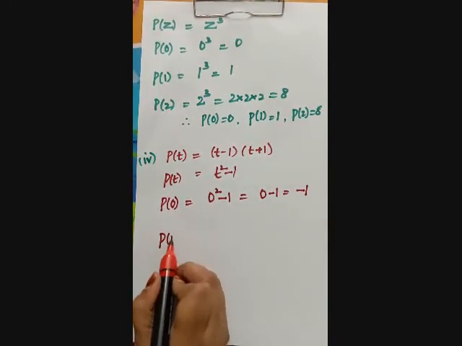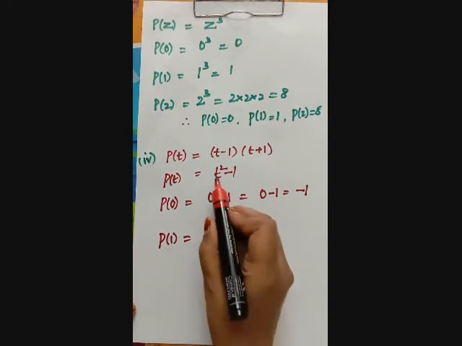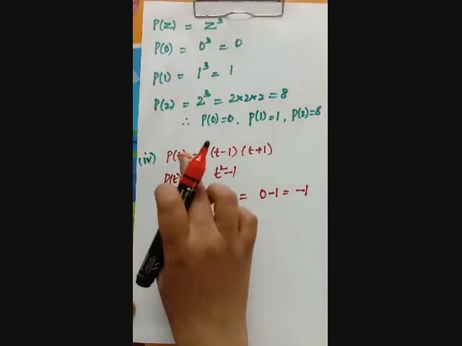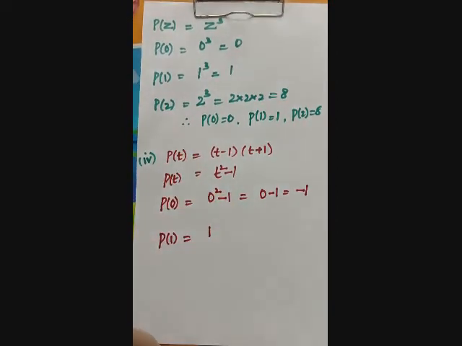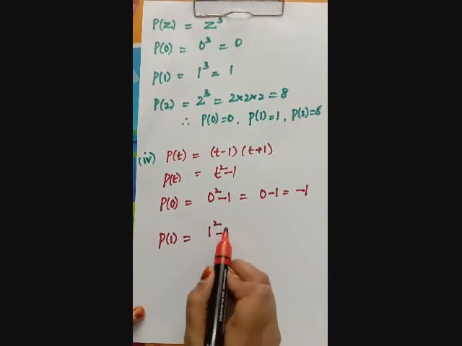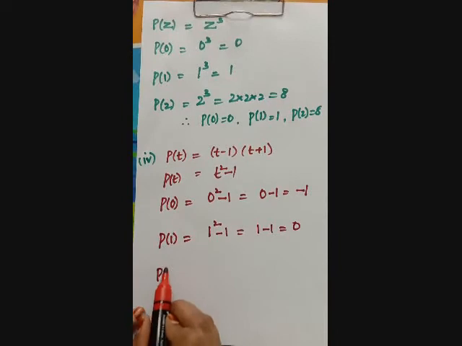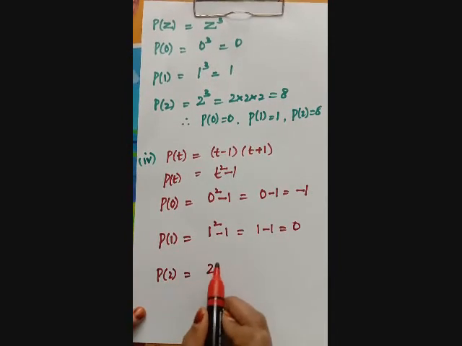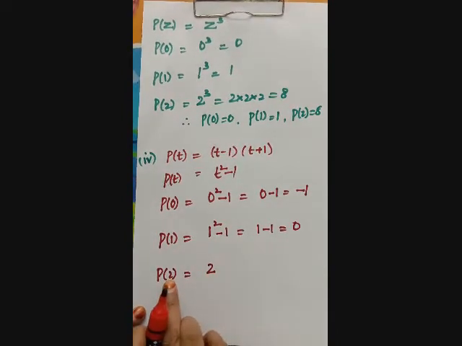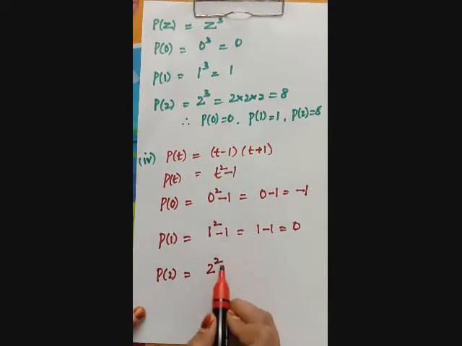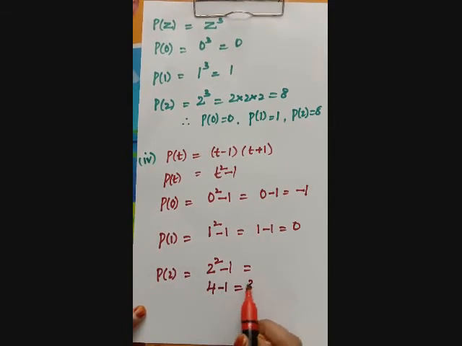Now P of 1, wherever there is t, I am going to substitute 1. This is in variable t. First we did in variable x, variable y, variable z, and now variable t. So 1 square minus 1. So 1 minus 1 is 0. P of 2, wherever there is t, I am going to put 2. So 2 square minus 1, 2 2s are 4, 4 minus 1 is 3.